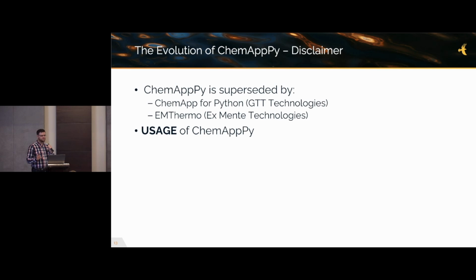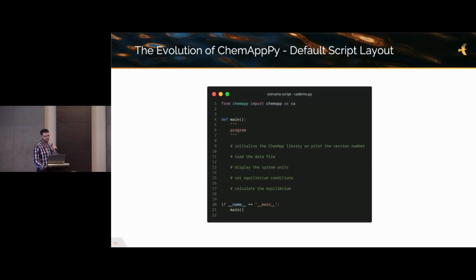I have to add some disclaimers. All of the technology that I'm talking about is proprietary. ChemApp is a proprietary library. ChemApp as a commercial proprietary library was superseded by ChemApp for Python and EM Thermo a couple of years ago. However, the usage of ChemApp is still a very good vessel for me to explain the journey that we have gone through.